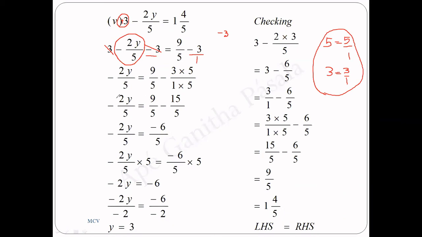Then next step is minus 2y over 5 equals 9 over 5 minus 3 into 5, 15. 3 into 5, 15. 1 into 5, 5. Okay. Minus 2y over 5 equals 9 over 5 minus 15 over 5.